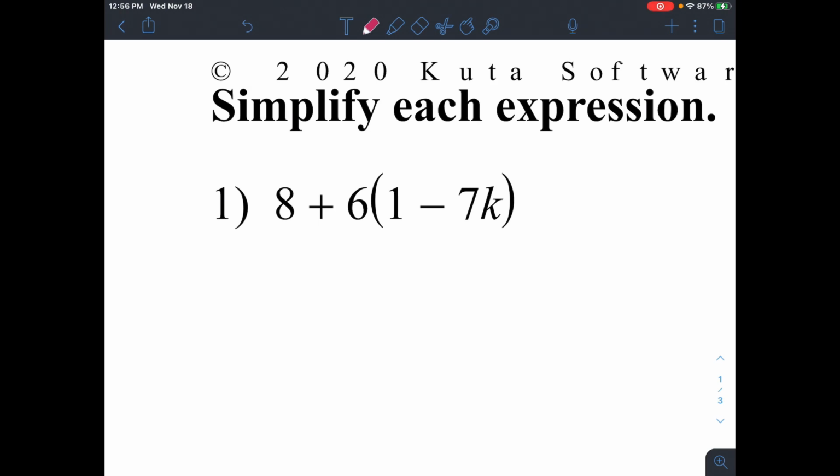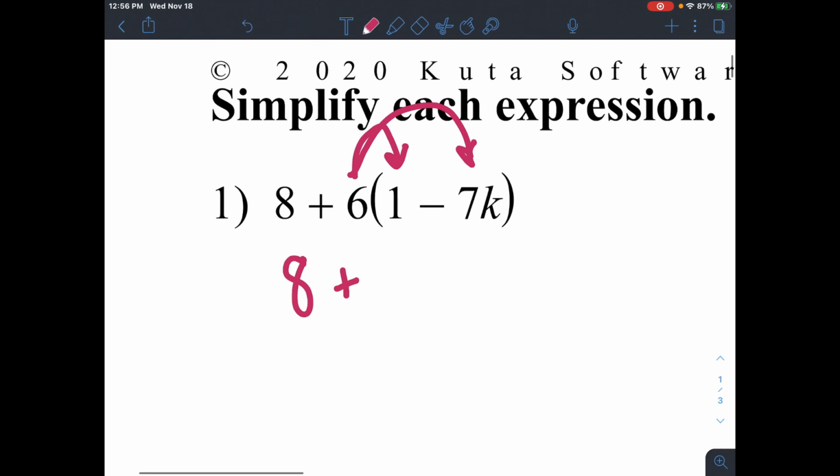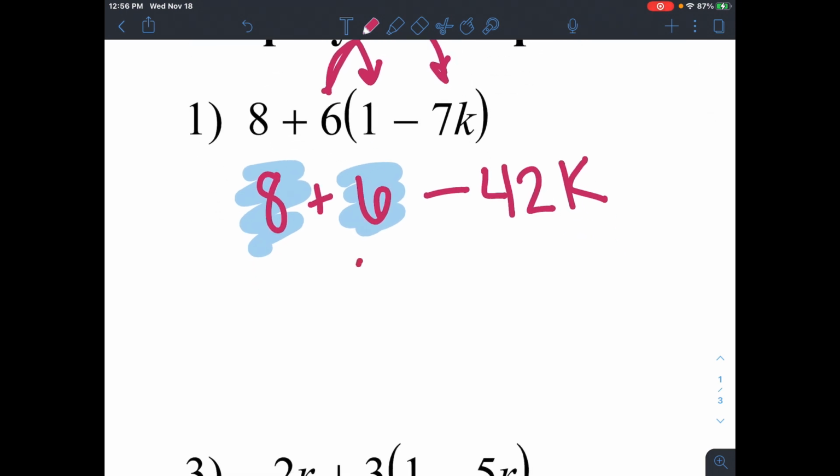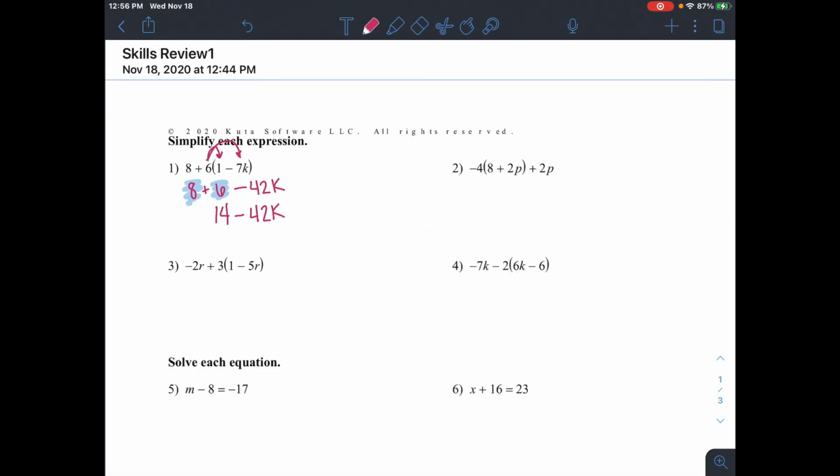I'm going to first get rid of these parentheses, and to do that, I need to distribute this 6. So I have 8, and then distribute the 6 times the 1, so plus 6, minus 6 times 7 makes a 42k. Then I'll combine like terms, which is this 8 and this 6. 8 plus 6 is 14, minus 42k. That's pretty similar for the rest of them. You'll distribute and combine like terms.